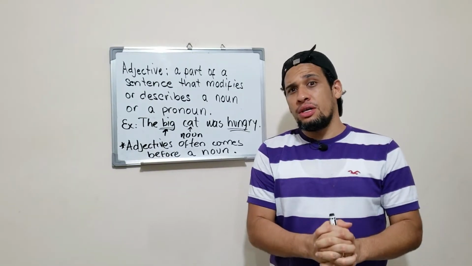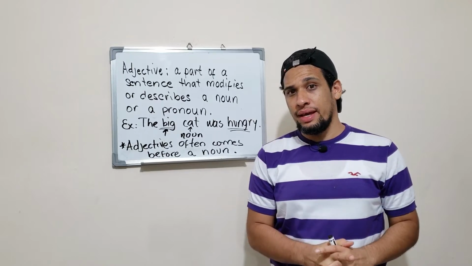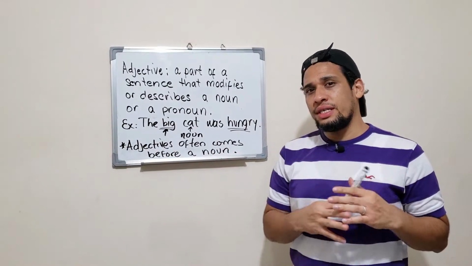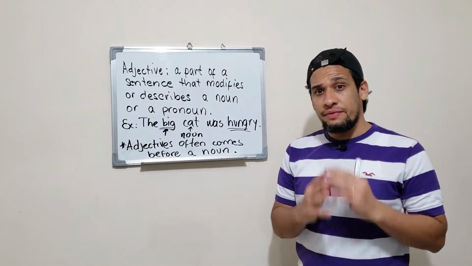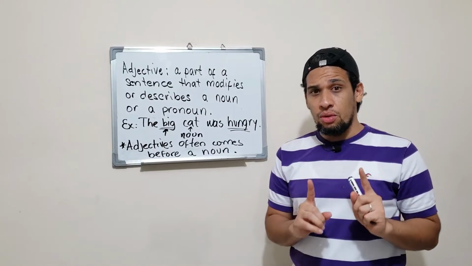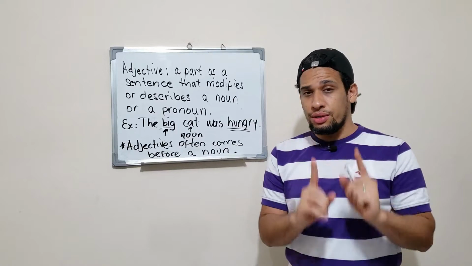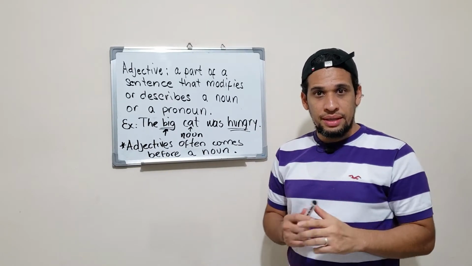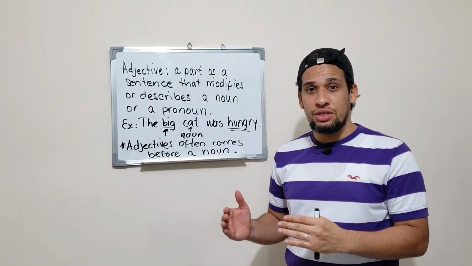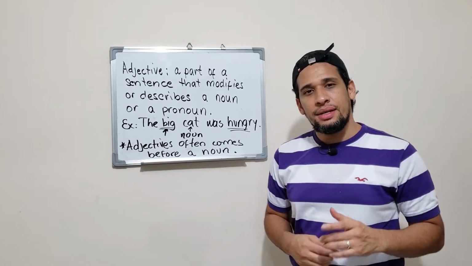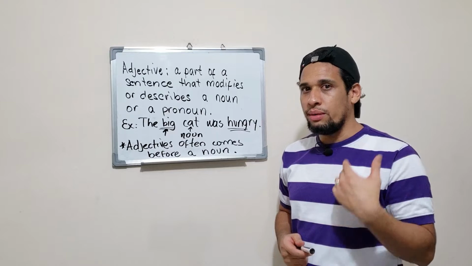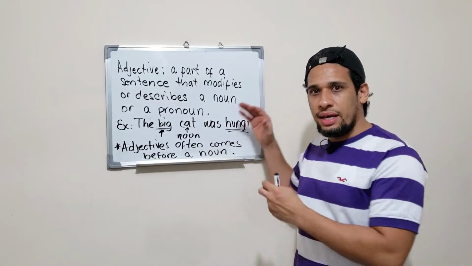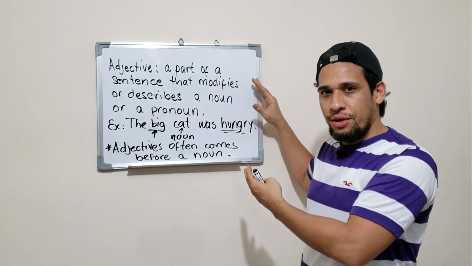This time we're going to be talking about adjectives. Yes, interesting. Today we're going to see what an adjective is. And it's very easy. Something very important and very easy to understand. An adjective is a word that is part of a sentence or speech that describes or modifies a noun or a pronoun. Yeah, it's the same information we have here.